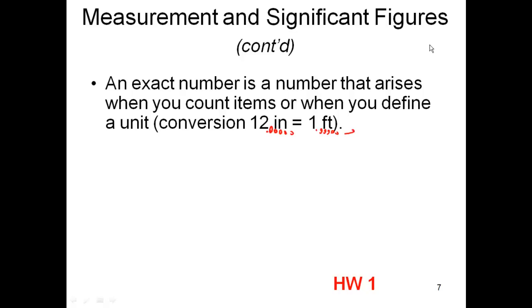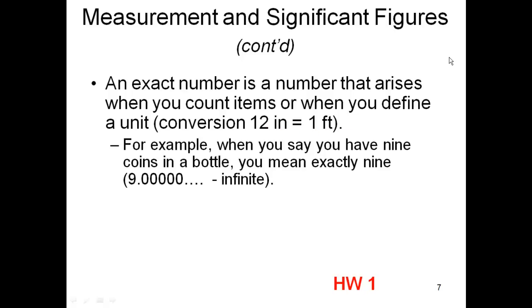1.0000 to infinity. Basically it's 12.00 to infinity, 1.00 to infinity. So there's many decimals there. It's not just 2 for 12 and 1 for 1. Therefore, those numbers are not used when we determine significant figures. They're exact numbers. If you count something, same thing. If you count something, you don't worry about sig figs either.